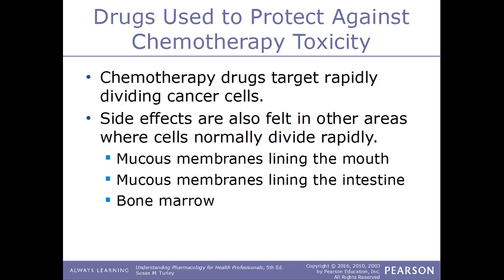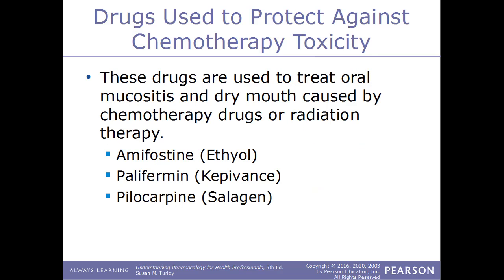Alright, now we'll talk about drugs that are used to protect against chemotherapy toxicity. Now, chemotherapy drugs will target rapidly dividing cancer cells. Now, side effects of these drugs are felt in other parts of the body where cells normally divide rapidly, such as in the lining of the mouth, or in the intestines, or in bone marrow. Now, some drugs are used to treat oral mucositis and dry mouth that are caused by chemotherapy drugs, or by radiation. And these drugs would include amifostine, also known by the brand name of Ethyol, palifermin, also known by the brand name of Kepivance, and pilocarpine, also known by the trade name of Salagen.